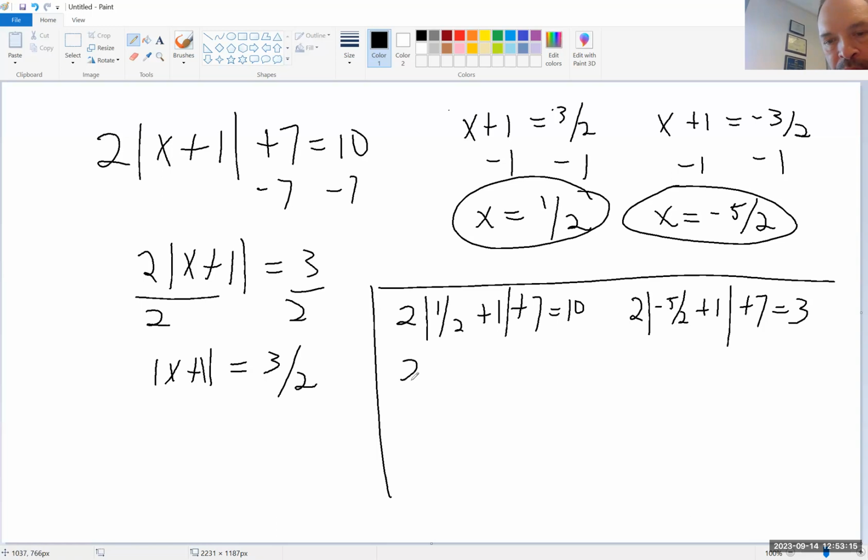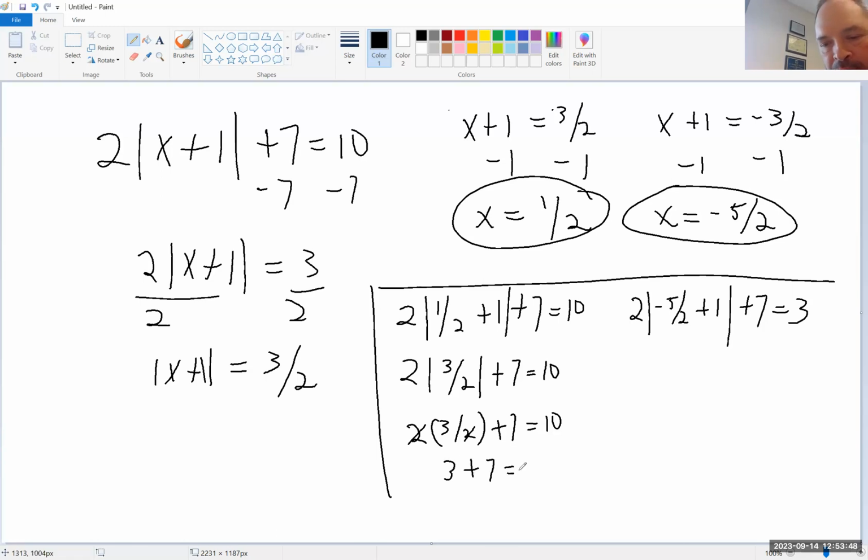And so this is 2 times the absolute value of 1.5, which is 3 halves. Which is the absolute value of 3 halves is just 3 halves. 2 times 3 halves, the 2's cancel, so this is 3 plus 7 is 10. And yes, so that works.